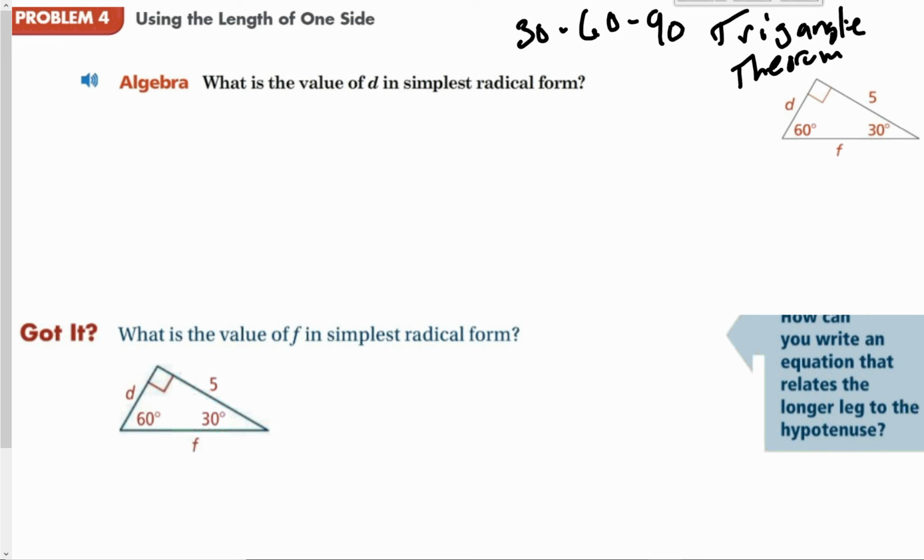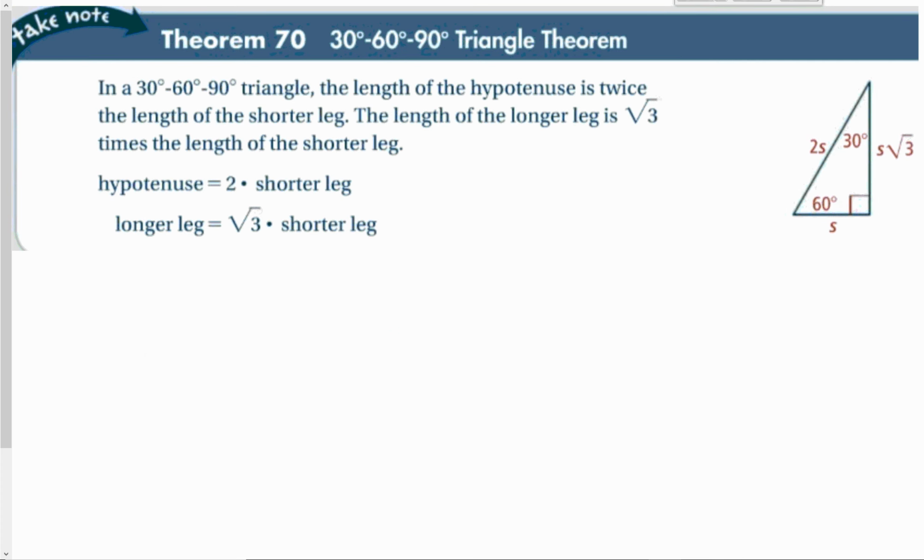Okay, so let's go ahead and look at that theorem real quick. What this says is there's a special relationship between the three sides. Whatever side is opposite of the 30-degree angle, that is called the short side. The one across from the 60 is called the long side. And then across from the 90, that's your hypotenuse, right? So that's the hypotenuse.